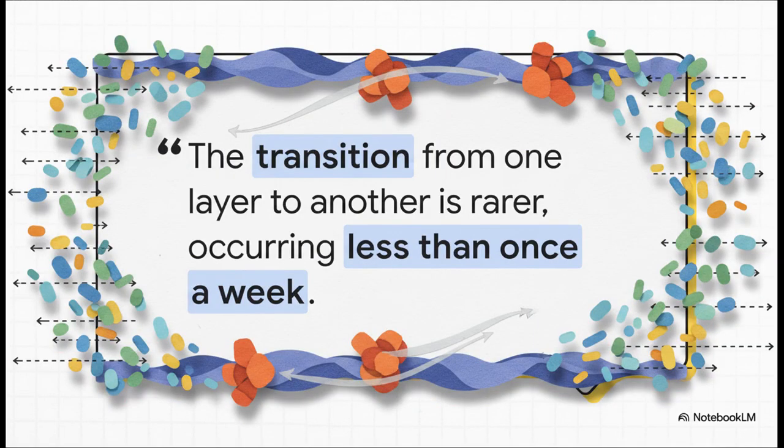I want to pause and really emphasize this quote straight from the biological data. The transition from one layer to another is rarer, occurring less than once a week. Just think about that contrast for a second. Side-to-side movement is happening millions of times every single second, but crossing from the inner layer to the outer layer, that happens roughly once a week. This perfectly illustrates just how strictly the cell separates its inner environment from the outside world.